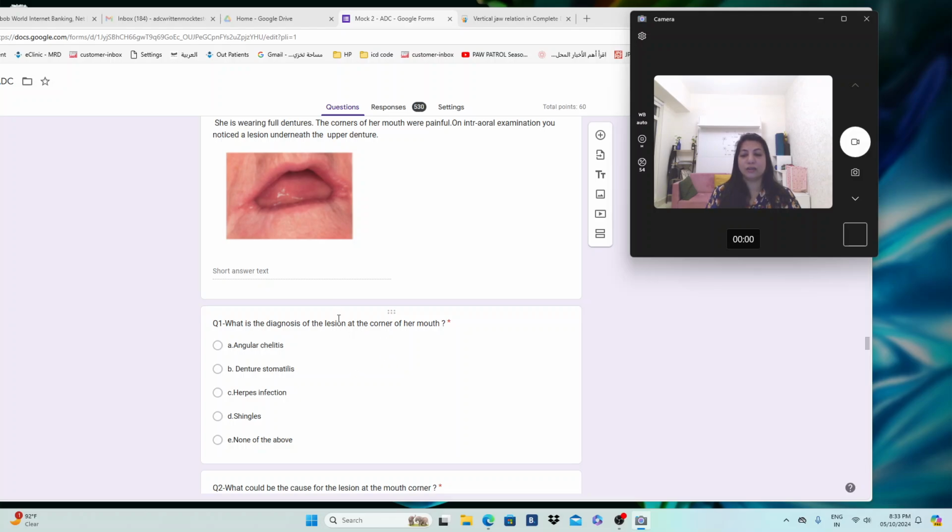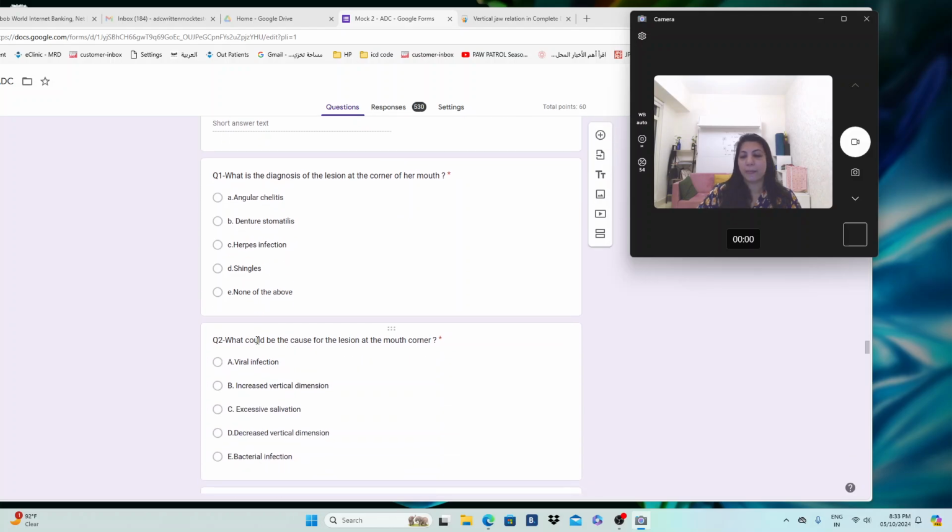Then what is the diagnosis of the lesion at the corner of the mouth? We just discussed, right? Angular cheilitis. Denture stomatitis happens on the palate. Herpes infection, you cannot rule out, but then they are just not at the corners. They can be anywhere here over the gums. It doesn't have to be just at the corner. Shingles, a same form of herpes. None of the above is not the right answer, because we know the patient is wearing dentures. We can see the wrinkles. We can classically see the perleche kind of lesions. It's angular cheilitis.